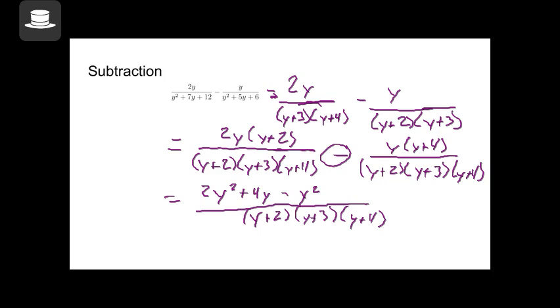Now I can just combine like terms. And so I have 2y squared minus y squared, which leaves me with y squared. 4y minus 4y would be 0. So all I'm left with is y squared over y plus 2 times y plus 3 times y plus 4.